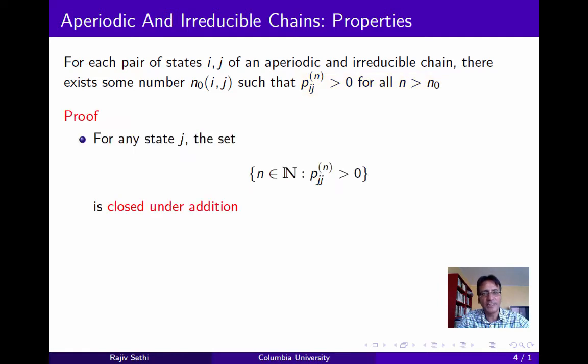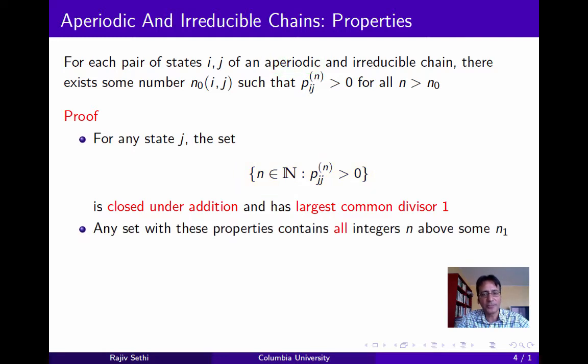Now the proof depends on a standard result in number theory, as you'll see. First note that for any state j, the set of integers n such that p_jj^n is positive is closed under addition. Now what this means is that if you have two integers in this set, then their sum also belongs to this set. For example, if you can reach j from j in 2 steps, and you can also reach it in 5 steps, then you must be able to reach it in 7 steps. And furthermore, this set must have largest common divisor 1 by definition, since we're talking about an aperiodic chain.